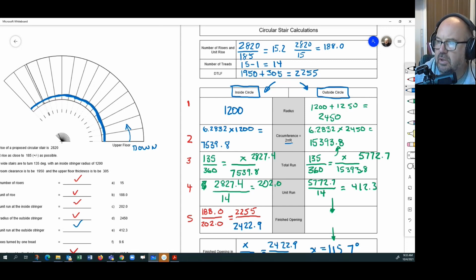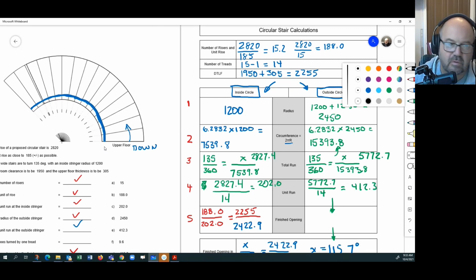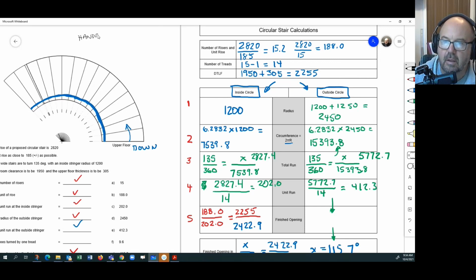In the context of this question, what is the unit run 300 millimeters from the center line of the handrail? So I'm going to need to tell you some stuff. I'm going to have to tell you that the handrail is, let's say, 50 from the wall, and it has a 50 diameter size to it. So now the question is, what is the unit run?